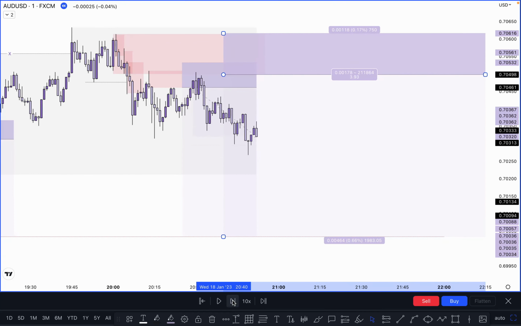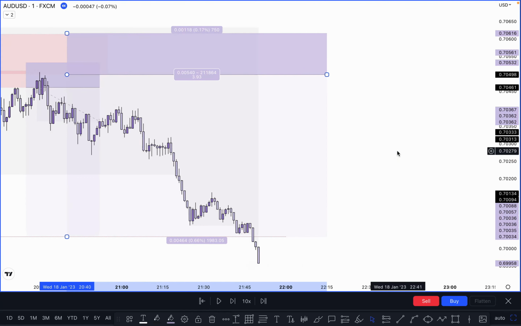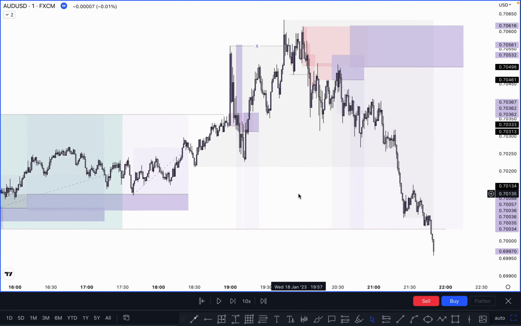The market continues pushing downside, and finally the market is going downside. So finally, what happened here? As you can see, the market hit our target here, right?